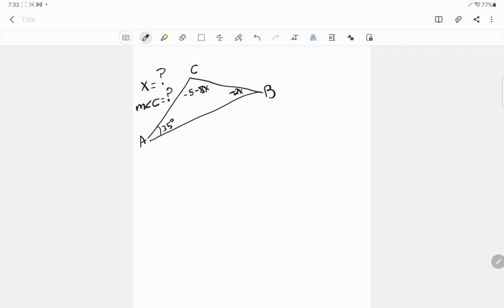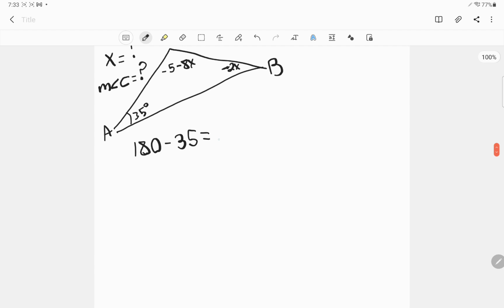First of all, like I said before, if you add all the angles in a triangle, you're going to get 180. So what I'm going to do is 180, and I'm going to subtract 35, the number that they gave me. So 180 minus 35 is going to be 145. What am I going to do with 145, right? Now you might be asking yourself that question.